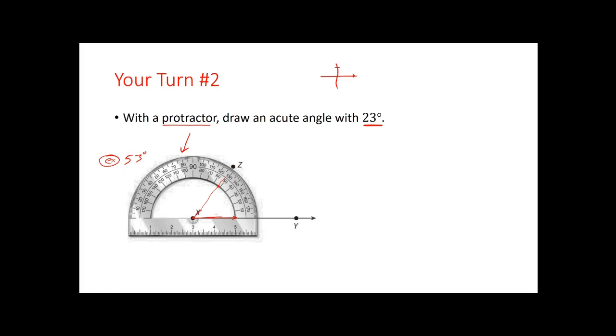Let me make sure it goes all the way through this point Z. Then this will be my angle that's created. This angle will be 53 degrees. I would call this angle ZXY. Again, my vertex is my middle. Or you can also call it angle YXZ. Either would work. So try one with 23 degrees. Just draw it and check with me. Also work with your group partner, maybe they have a good idea.